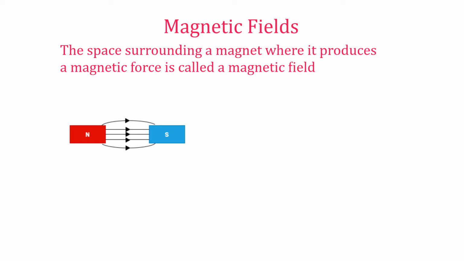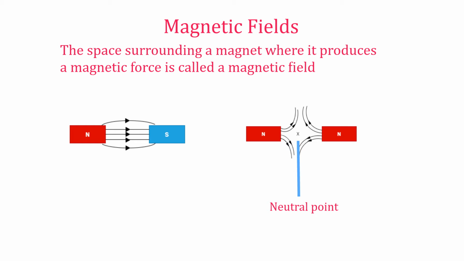If two magnets are placed near each other with unlike poles facing each other, their magnetic fields combine to form a single field. When two like poles are brought together, they repel each other. The magnetic field lines do not come together. At the neutral point, the field from one magnet exactly cancels the field from the other, so no magnetic force is felt at that point. There are no lines of force.